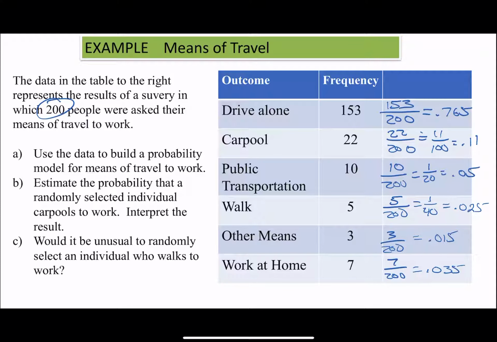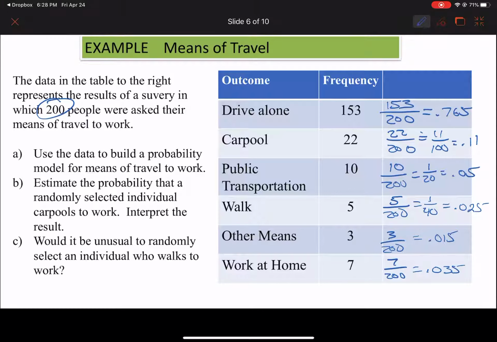So now estimate the probability a randomly selected individual carpools to work. So we are looking at this line right here. So if I just randomly grab someone, it doesn't say what my population is. It could be people in a certain town. It could be the whole United States. I don't know what the population is. But if out of that population I randomly selected one person, what's the probability they carpool? About 11% chance that they carpool to work.